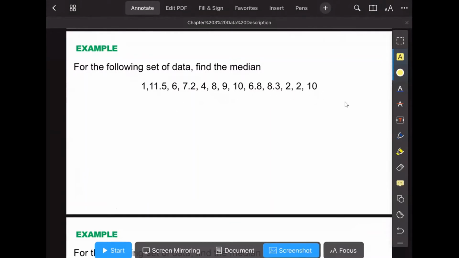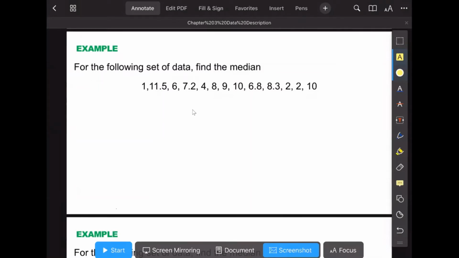You can see that these data values are not arranged from the smallest number to the highest number. So we need to arrange these numbers. If I ask you to arrange them, what will you put first? 1. Then what will you put next? 2. How many twos? 2 of them.